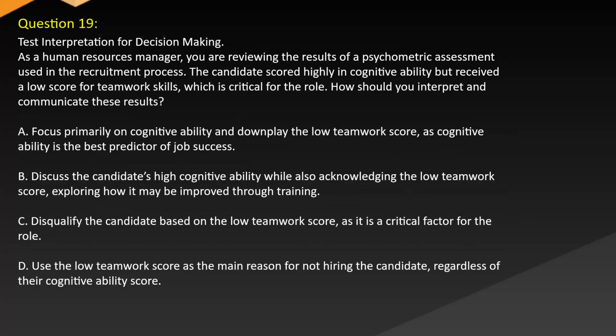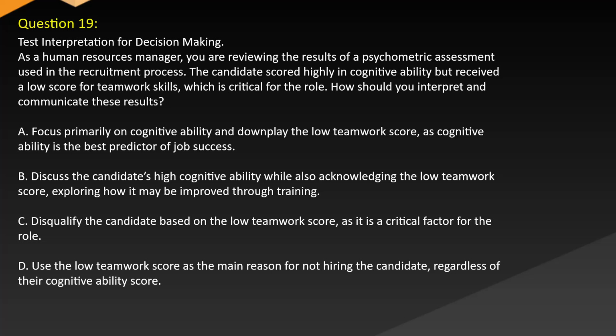Question 19. Test interpretation for decision making. As a human resources manager, you are reviewing the results of the psychometric assessment used in the recruitment process. The candidate scored highly in cognitive ability but received a low score for teamwork skills, which is critical for the role. How should you interpret and communicate these results?